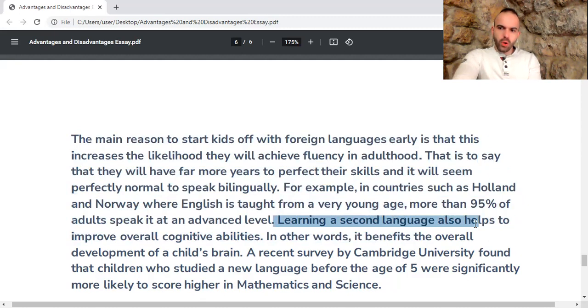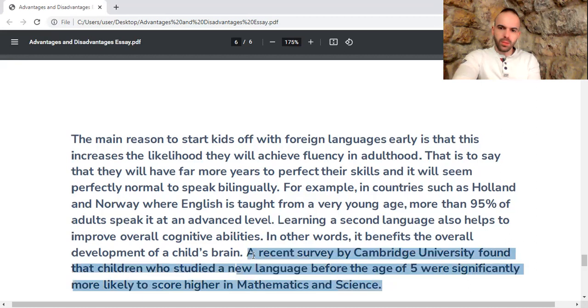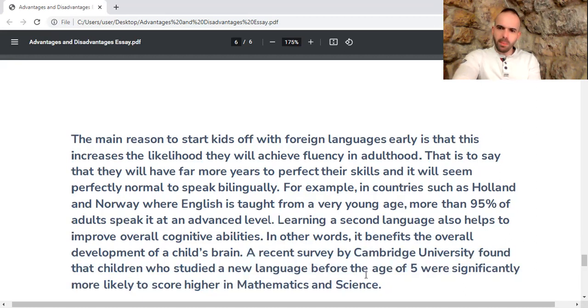Now, learning a second language also helps to improve overall cognitive abilities. So that's the topic sentence of the second advantage. In other words, it benefits the overall development of a child's brain. A recent survey by Cambridge University found that children who studied a new language before the age of 5 were significantly more likely to score higher in mathematics and science. So as you can see in this one, we've done the topic sentence, the explanation, and then the example. Okay, so beautiful. How beautiful is this example? A recent survey by Cambridge University found that, you can make it up, by the way. The examiner is not going to check your facts, and I've told you this.